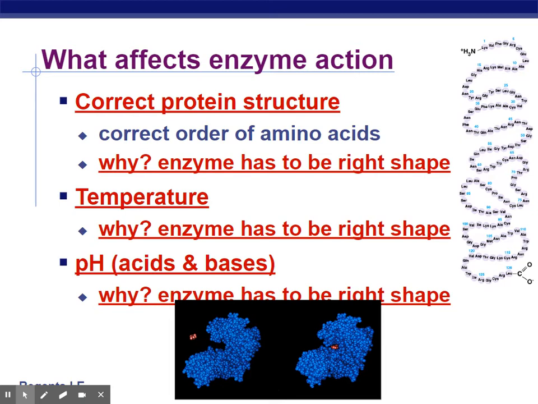And pH, the same thing with pH. If it's not the right pH, it can denature the enzyme and change its shape, and then it won't work either. So these three things are going to be important to remember: the shape of the protein, or the right amino acid structure, is going to be important. And then the temperature and the pH can affect how an enzyme functions.